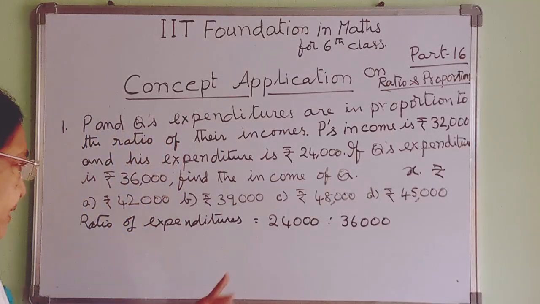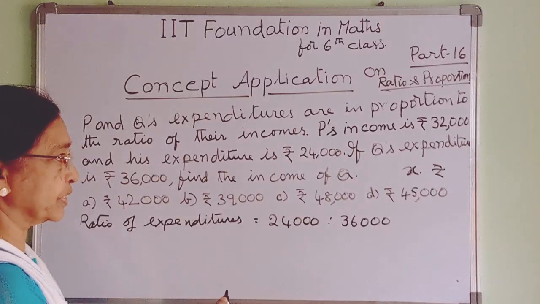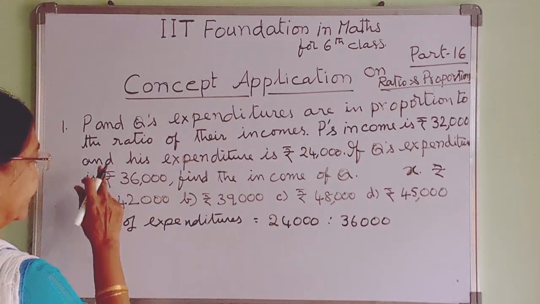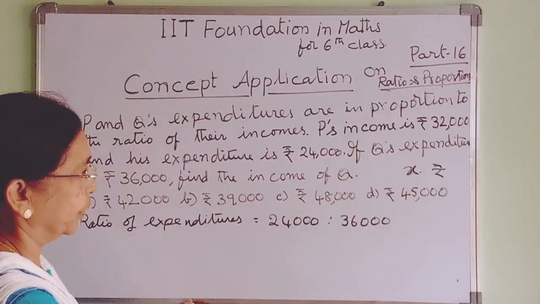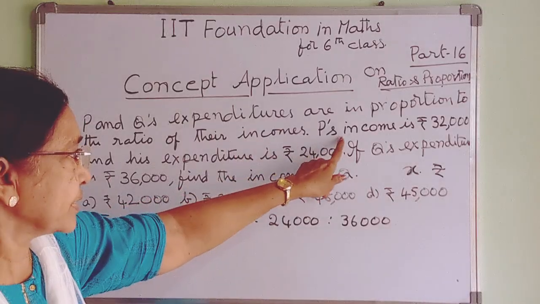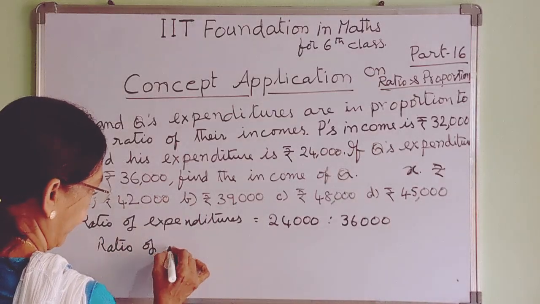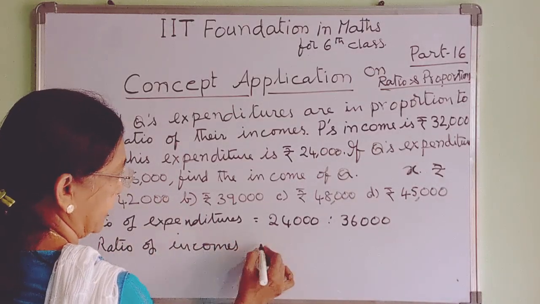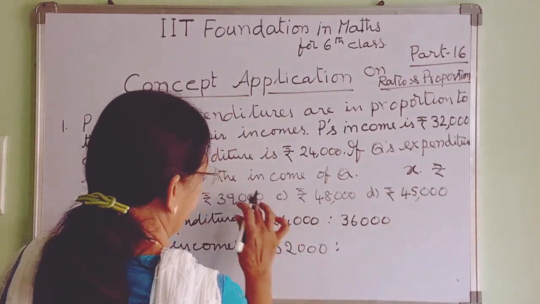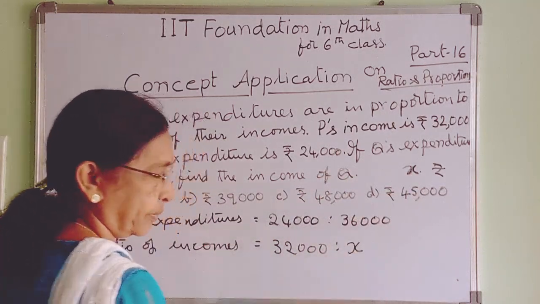This ratio of their expenditures is proportional to their incomes. Expenditures are proportional to their incomes. Therefore, the ratio of the expenditures is equal to the ratio of their incomes. The ratio of the incomes of P and Q is: P's income is 32,000 and Q's income is X. So we have to find the income of Q. Let it be X.